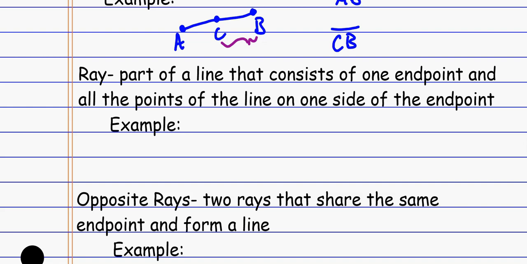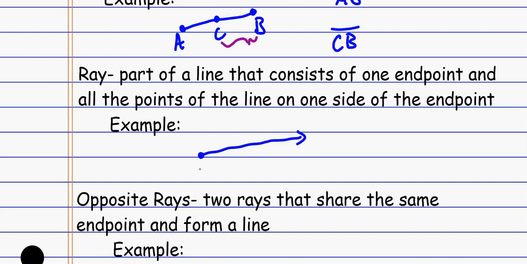So a ray is part of a line that consists of one endpoint and all the points of the line on one side of the endpoint. So again, it looks like this, where we have one point and then it goes forever in one direction. So it's kind of like a cross between a segment and a line. It's kind of a mix between the two, if you will, all right? A line goes forever in each direction, a segment ends on each end. Well, a ray ends on one end, but it goes forever on the other end, okay?